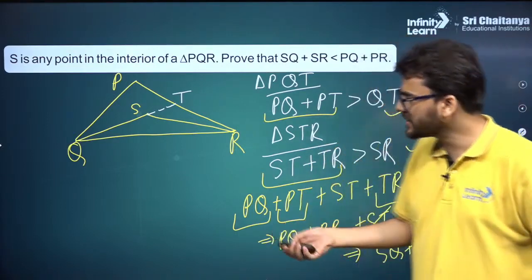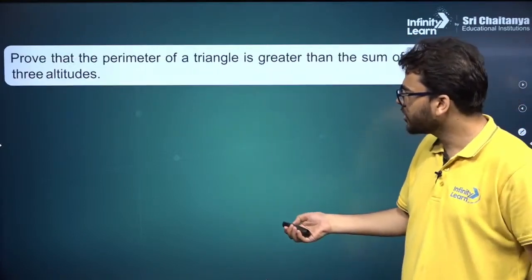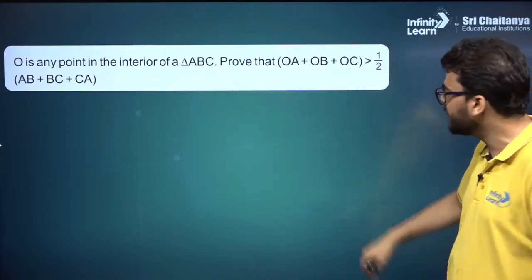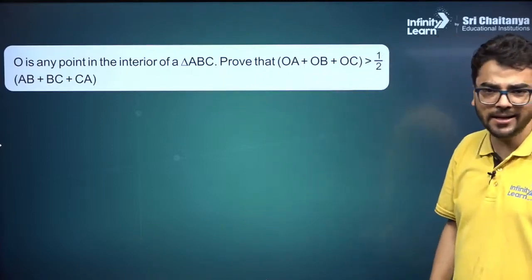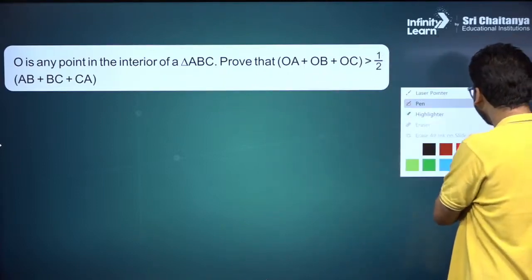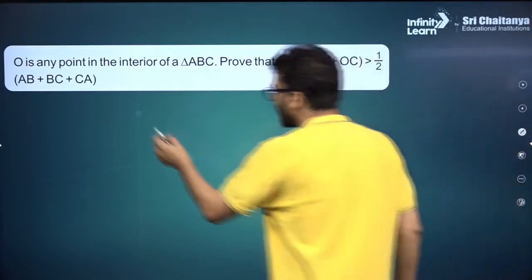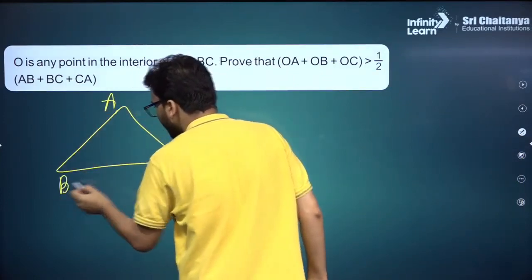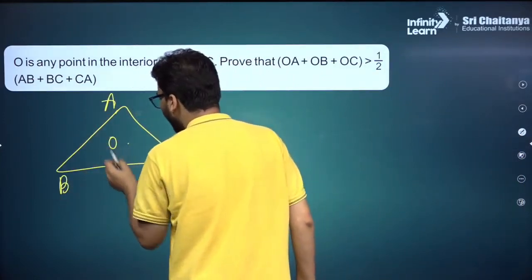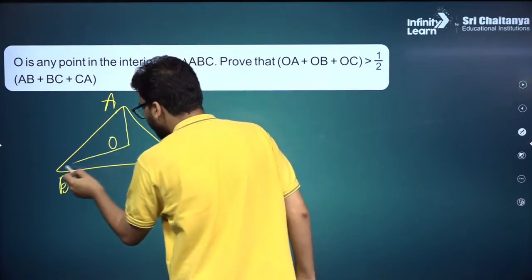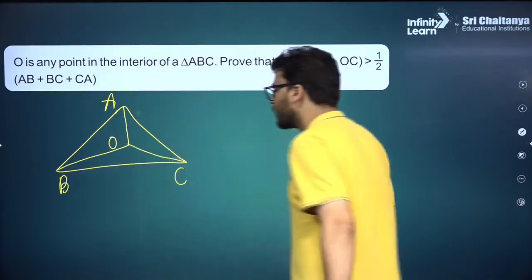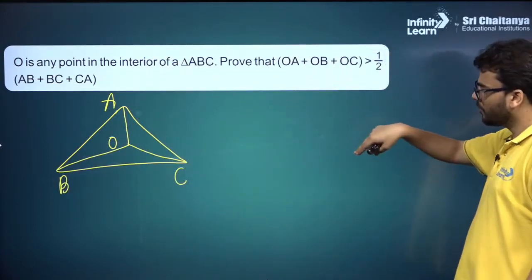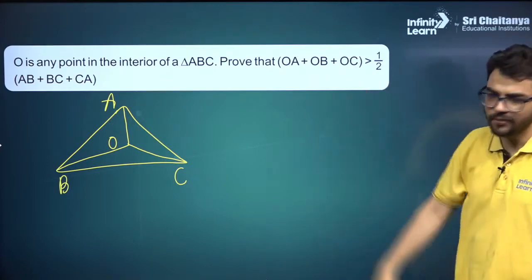Okay, so let's move on to the next thing. So this type of question also comes many a times. O is any point in the interior of a triangle ABC. We have to prove this thing over there. Many a times it is there. O is any point in the interior of a triangle ABC. So you can make any triangle ABC, any random triangle ABC will do. O is any point inside it. And if you can join these things over here, like this, we have to prove that OA plus OB plus OC is greater than half of AB plus BC plus AC.